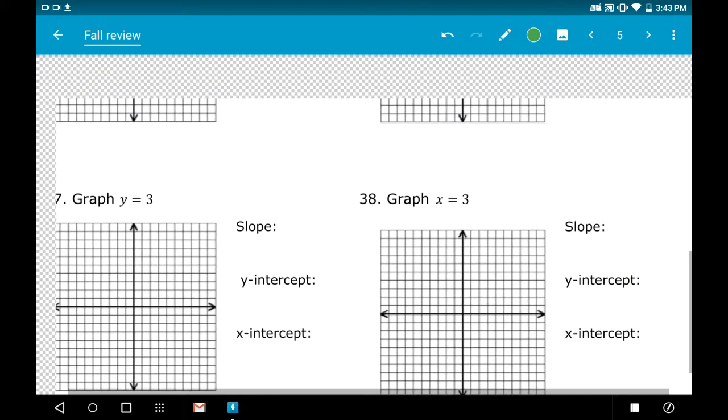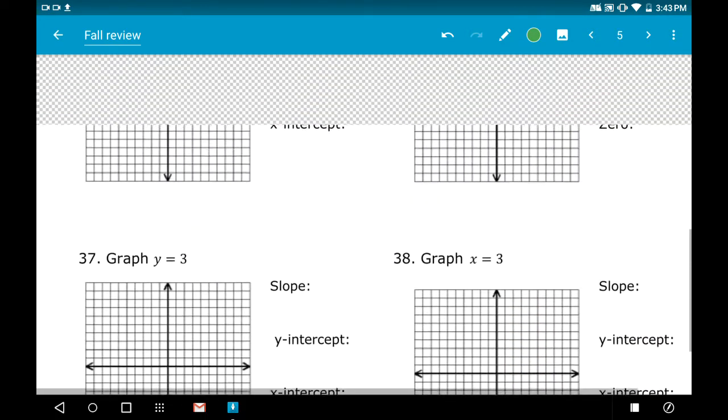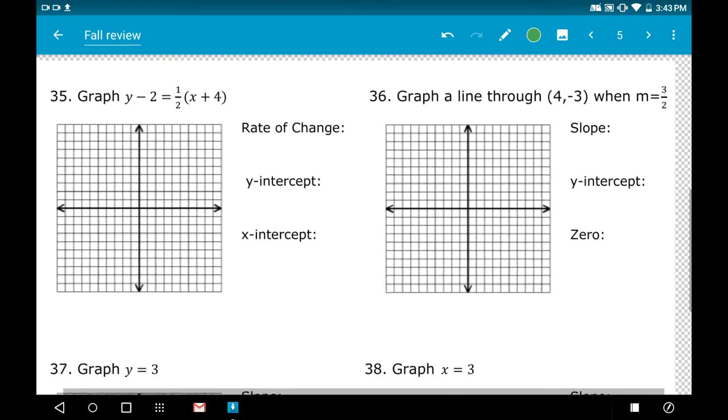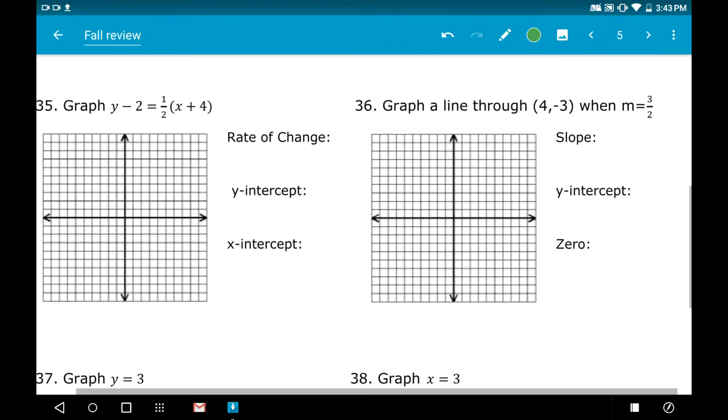If we move down, we have some other examples. So our next form is 35, which is point-slope form. So point-slope form is y minus y1 equals m times x minus x1. So notice this equation has m in it. So whatever is right in front of your parentheses is your slope or rate of change. So our rate of change here is 1/2.